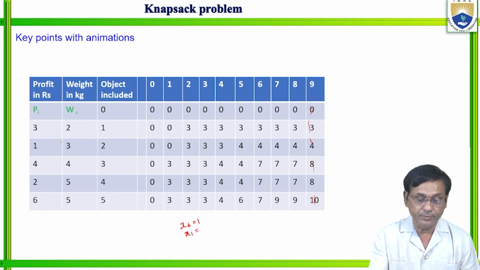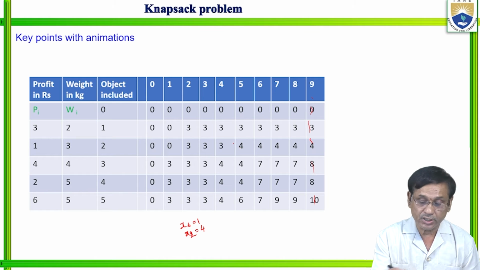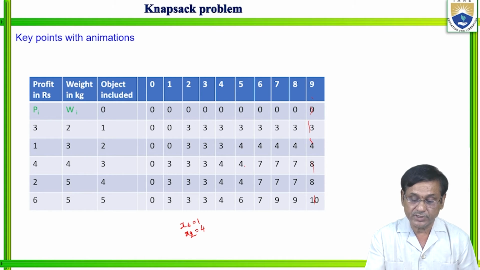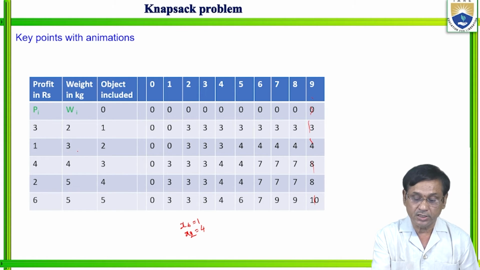x1 is included means that is second object. x2 is included, then the profit is 4. This is corresponding to the profit. 4 is there. So when you subtract the profit, 4 is there here, that is corresponding to the previous one. Whether the 4 is there or not, whether 4 is there in this. So that means this is the inclusion of the object 2. That means x2 corresponding, that one 4 is there.